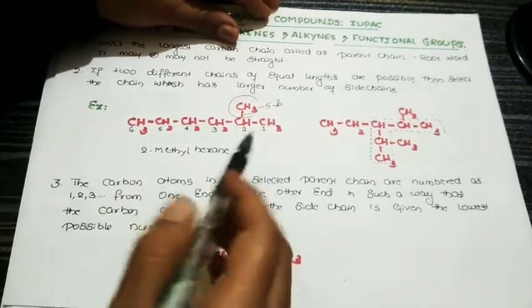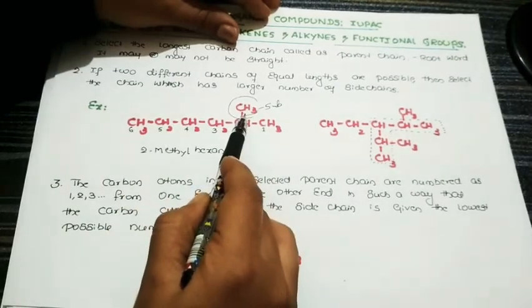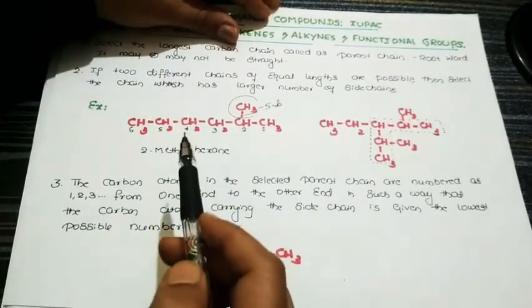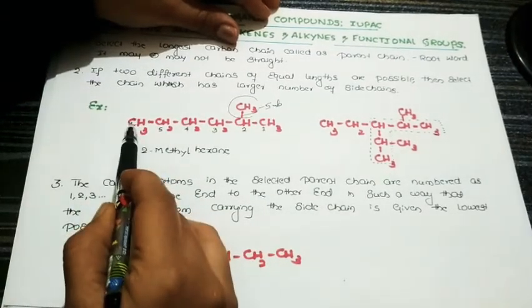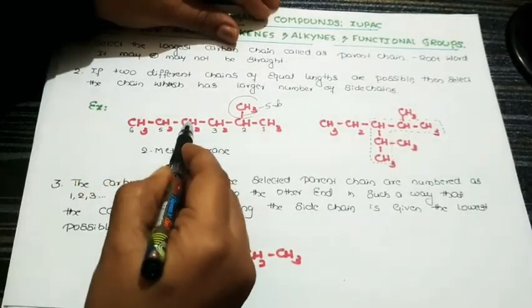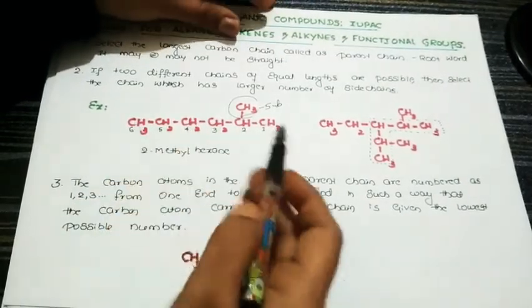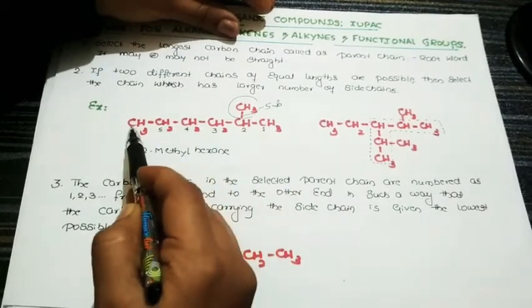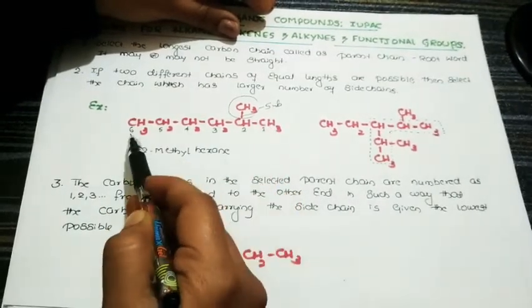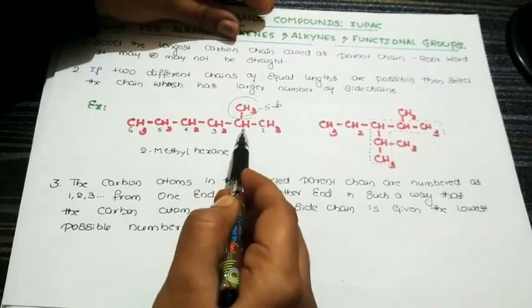Now we have to number in such a way that the substituent gets the lowest number. I can number from this way also, like 1, 2, 3, 4, 5, 6. I'm getting 6 carbons according to the first rule. I can number from this way, 1, 2, 3, 4, 5, 6. But I am choosing this way of numbering because the substituent will get the lowest number, that is 2.